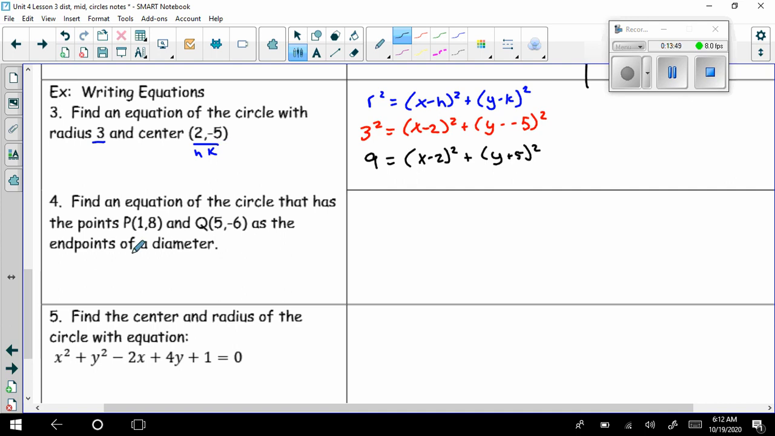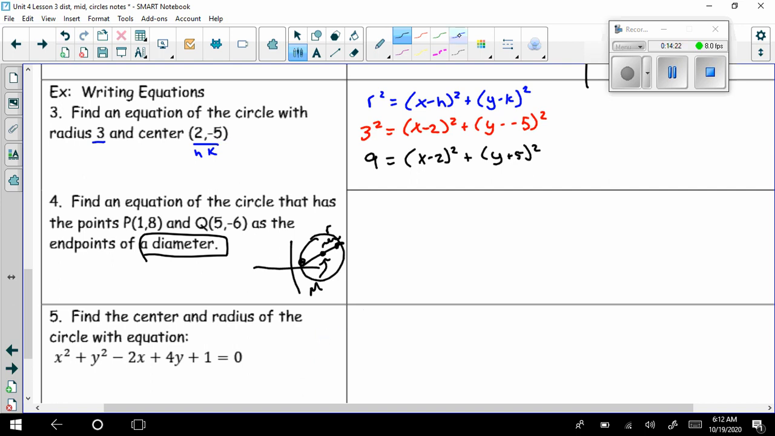Now, sometimes you have to find the equation. So find an equation of a circle that has points at 1, 8 and 5, -6 as the endpoints of the diameter. So if you were to draw this circle, your endpoints would be at those 2 points there. Obviously, not to scale here. Okay, so that being said, keep in mind, remember your center is the midpoint, and this radius here we can find by using distance formula. So we need to do both of those.